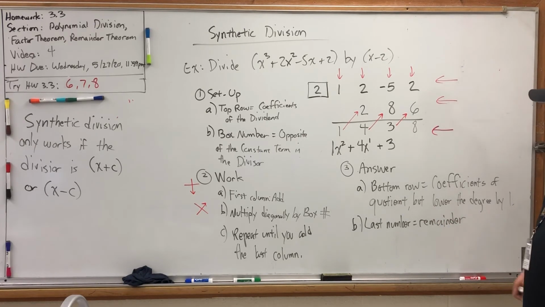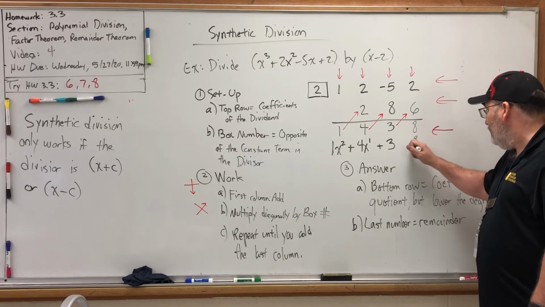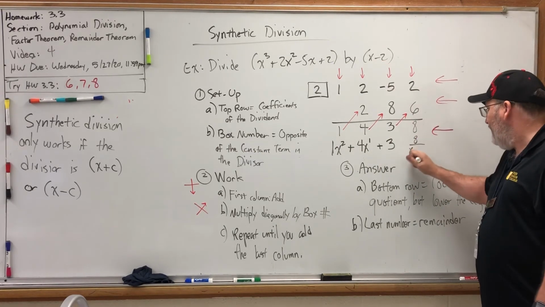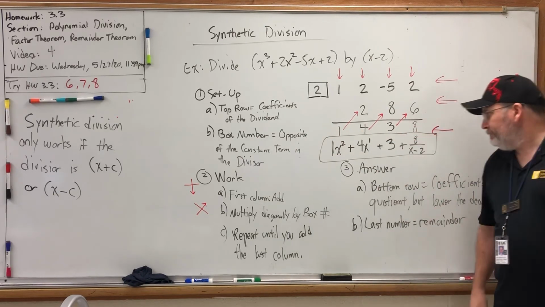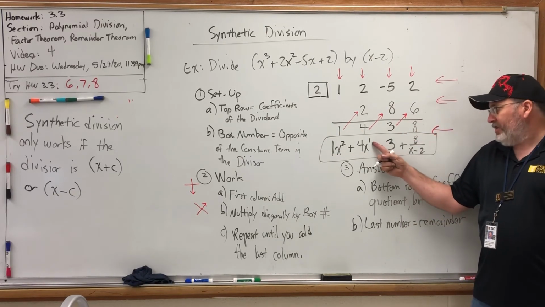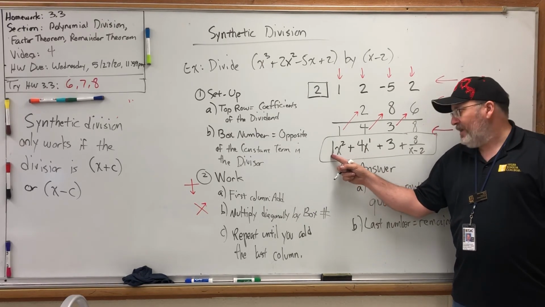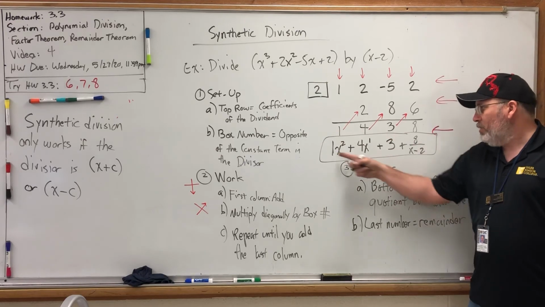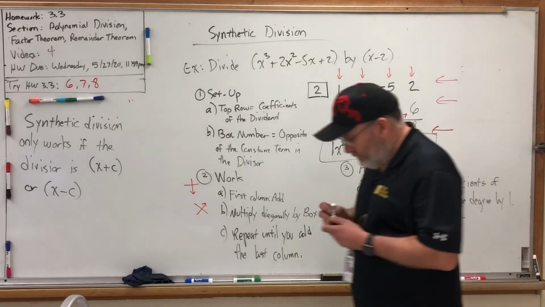So like in long division, we can append the remainder to the quotient by putting it on top of the divisor and adding that fraction to the rest of the answer. This one is not necessary. I was just emphasizing that the powers are decreasing. This one is not necessary. I was emphasizing that the bottom row represents coefficients except for the last number, which represents the remainder.